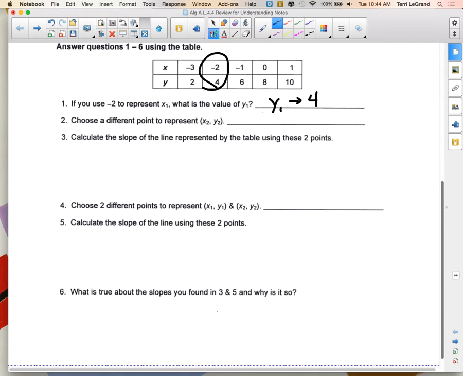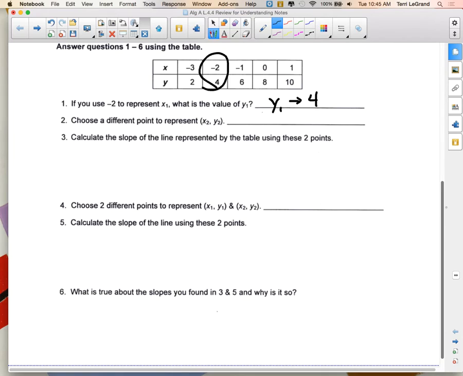Okay, now I want us to choose a different point to represent x sub 2, y sub 2. So we just do that. Doesn't matter which one we pick. Let's do it together. Let's all be on the same page. -1, 6. Can we choose that one? How many choices do we have?